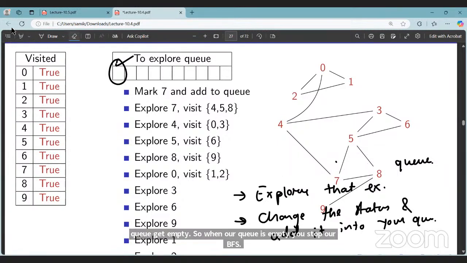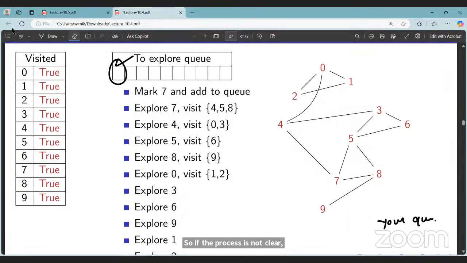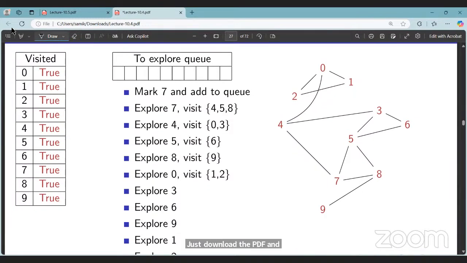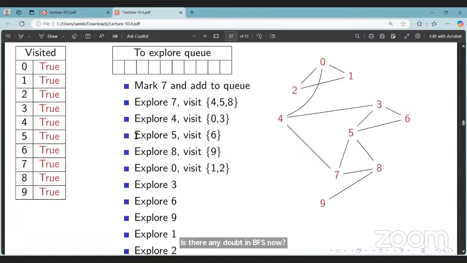If the process is not clear, just try it by yourself. Download the PDF and think about what the next step is that we are doing. That will be helpful. Is there any doubt in BFS now? Any thoughts?